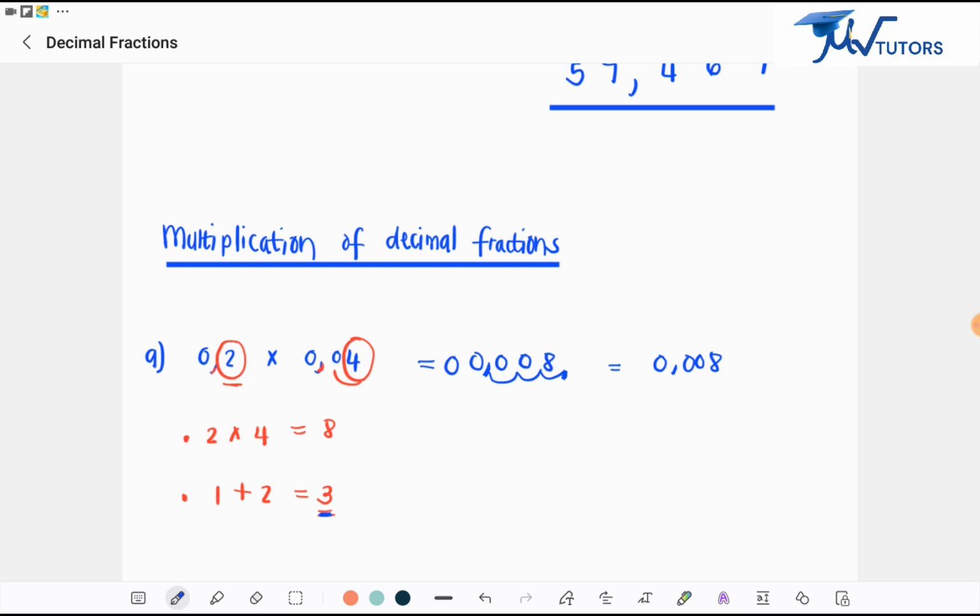That is how I work multiplication of decimal fractions. Okay, that's how I work them out. I have 0,2 multiplied by 0,04. I'm going to take the numbers as they are, multiply them together, I get 8.